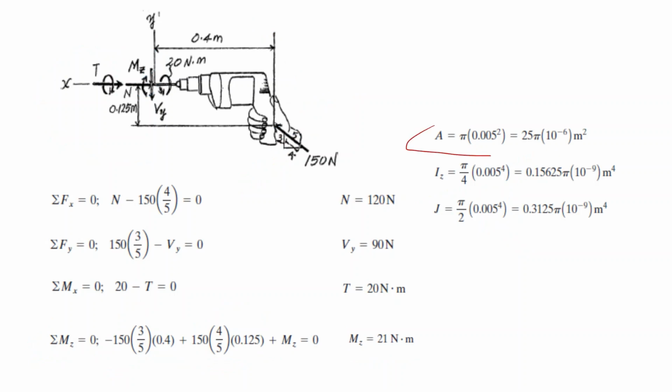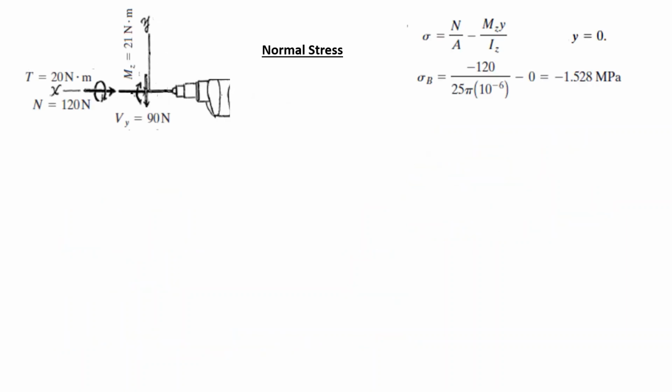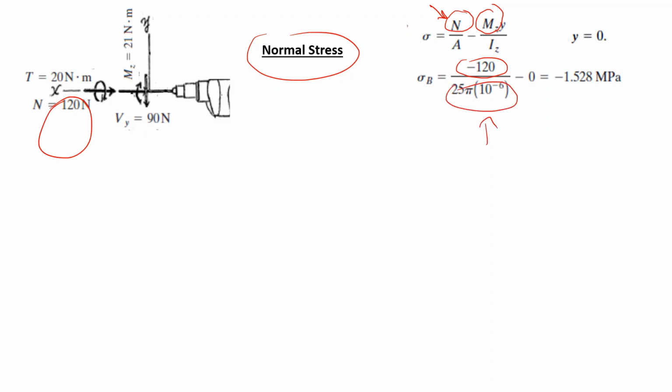Let's calculate the area, the moment of inertia around Z, and the polar moment of inertia for torsion. So we need this for stress calculations. Okay, let's start with normal stresses. Normal stresses are caused by normal forces and bending moments. Here we have a normal force which is 120, compression, minus 120, over my area, and this is the stress caused by the normal force.